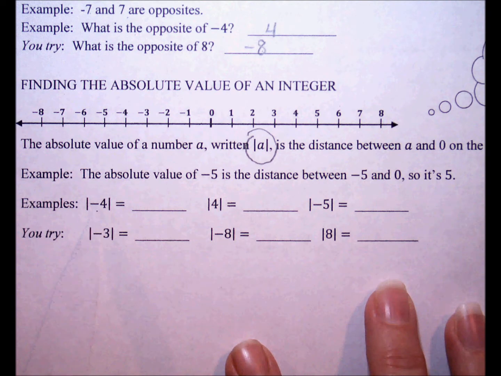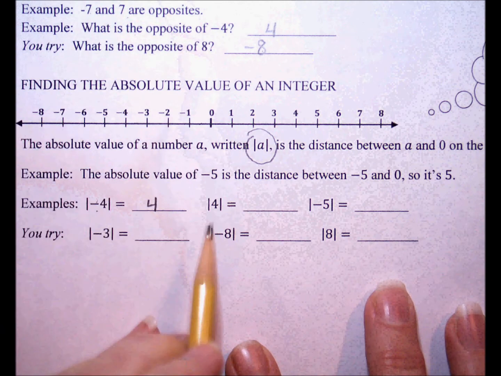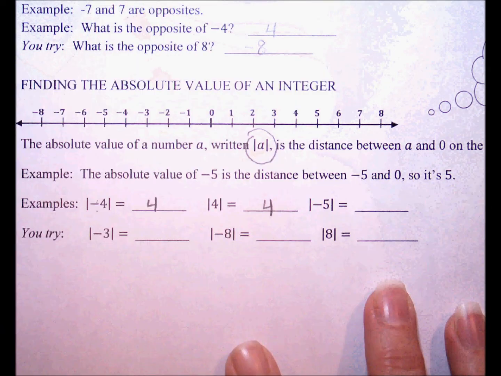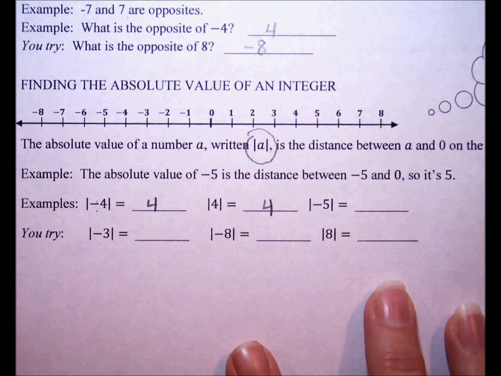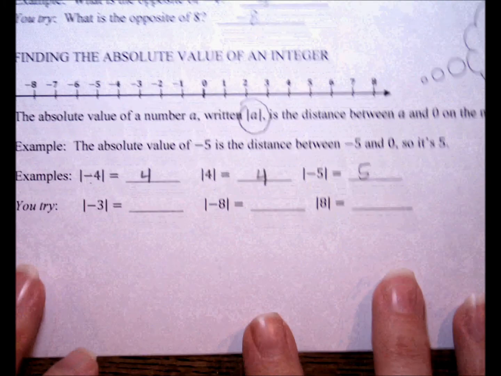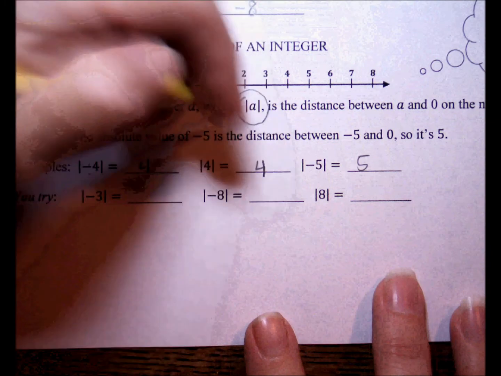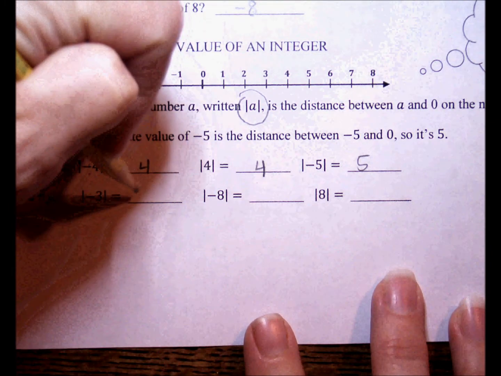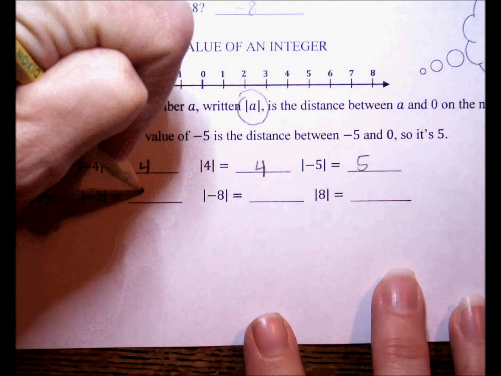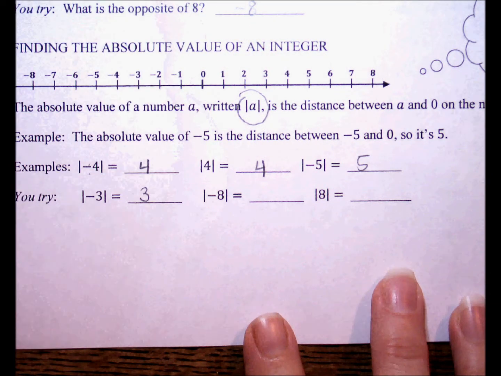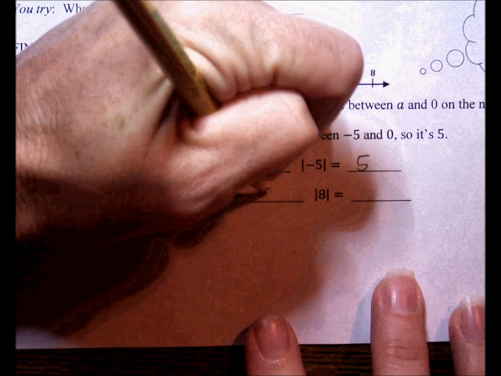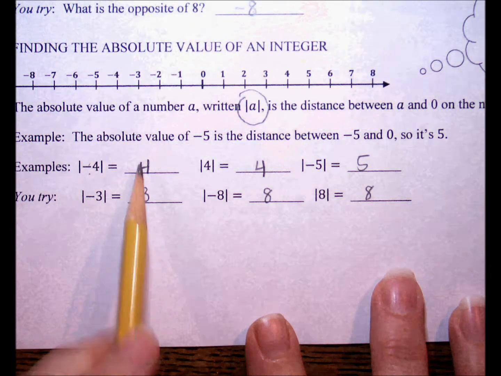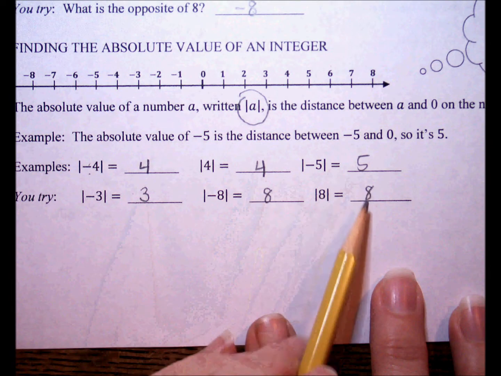So the absolute value of -4 then is +4. The absolute value of 4 is 4. The absolute value of -5 is +5. Okay, I want you to go ahead and pause and try these, and now that you're back, you can see that the absolute value of -3 is 3. That's what you should have gotten. The absolute value of -8 is 8, and the absolute value of 8 is 8. Note that these are all positive.